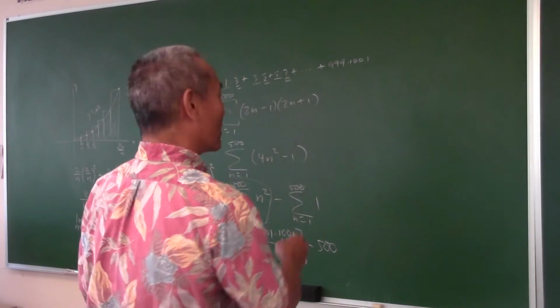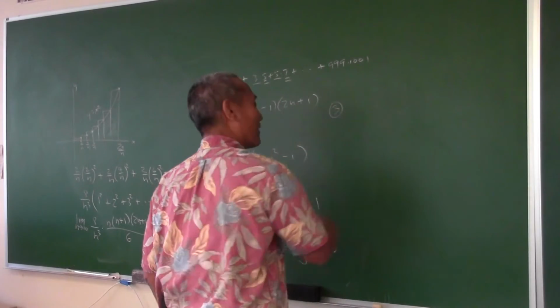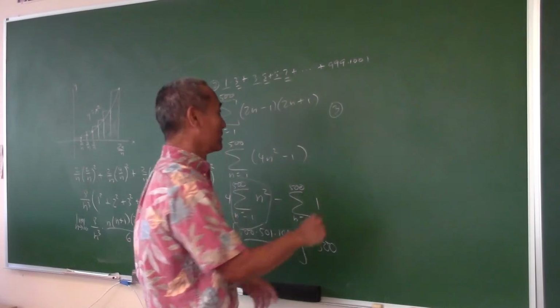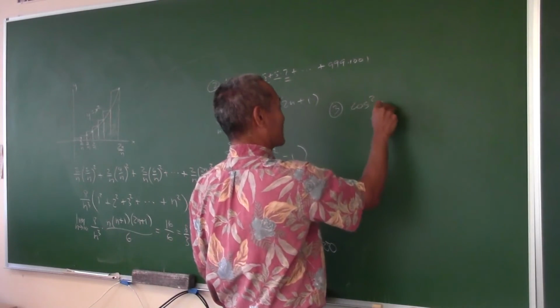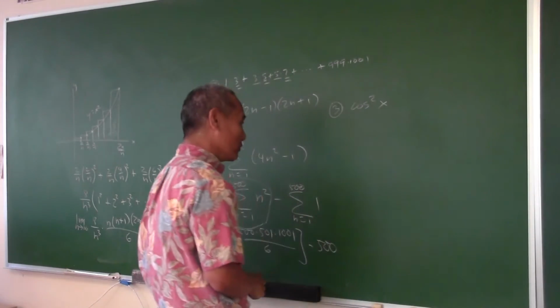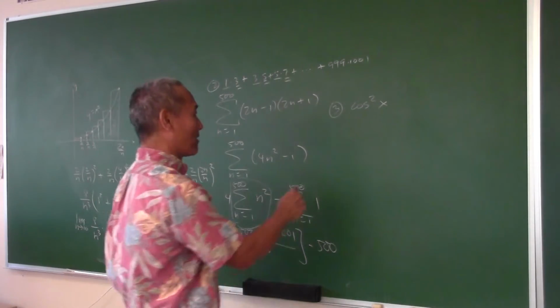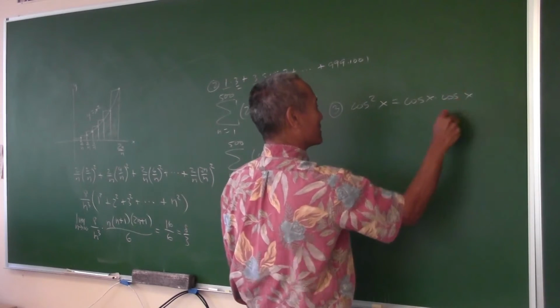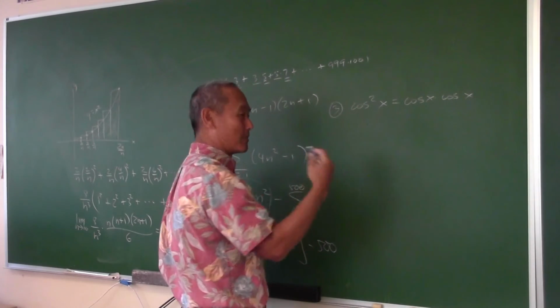Okay, number 3. Write the first 3 terms of the power series of cosine squared x. Now, we already did sine squared x. Now we're doing cosine squared x. There are several things you can do. One is take the power series. Well, cosine squared means cosine times cosine, right? So you can take the power series of cosine x and multiply it by itself.